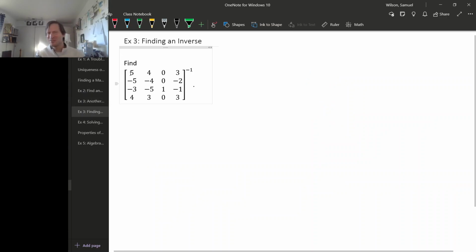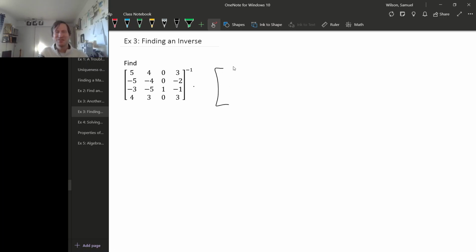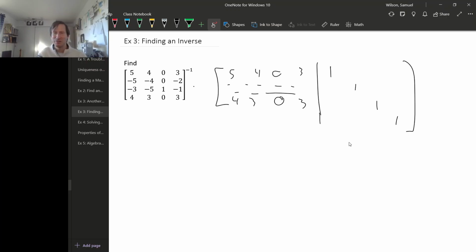All right, let's look at another example of finding an inverse. And this one's 4 by 5. I'm sorry, 4 by 4. So what we should do to find this inverse is take this giant matrix, 5, 4, 0, 3, I don't even want to write it all down, it's so big, 4, 3, 3, 4, 3, 0, 3. Augment this with the 4 by 4 identity, like this, where every entry that I haven't written down is 0. And then row reduce the whole thing.